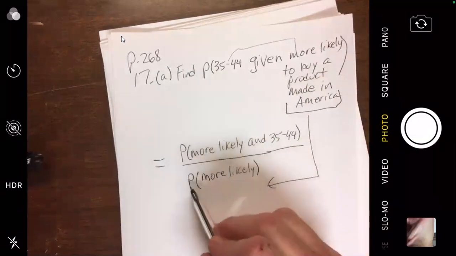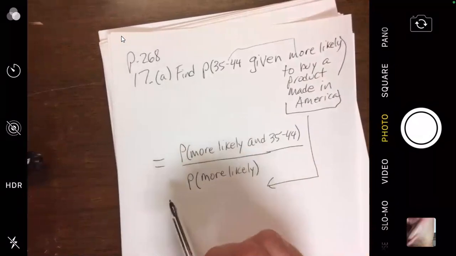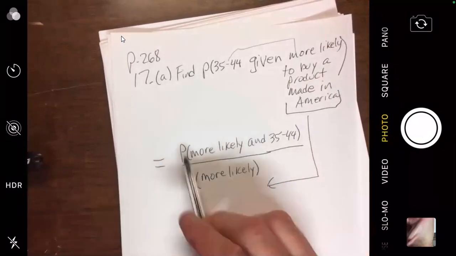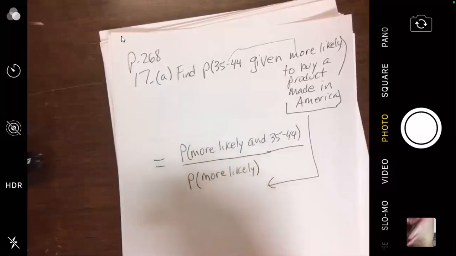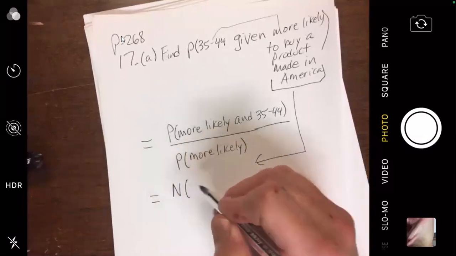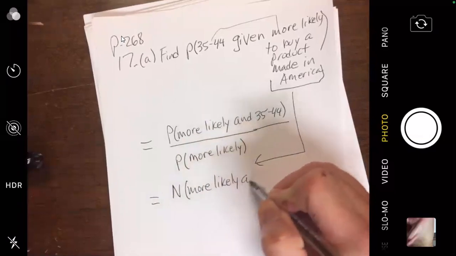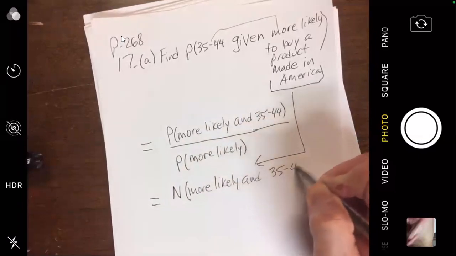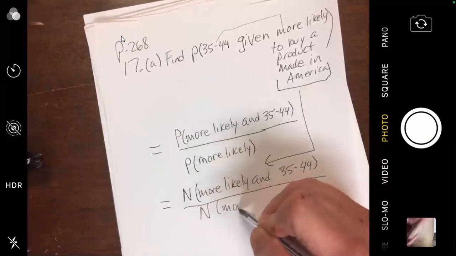Now I've worded it as probabilities, and I can word it that way. Do you want to see it worked as probabilities, or do you want me to shorten it up and show it to you as numbers? Because you can do this one with just numbers. Numbers, please. See, this would be the same thing as the number of both more likely and your 35 to 44 over on bottom, the number of just more likely.